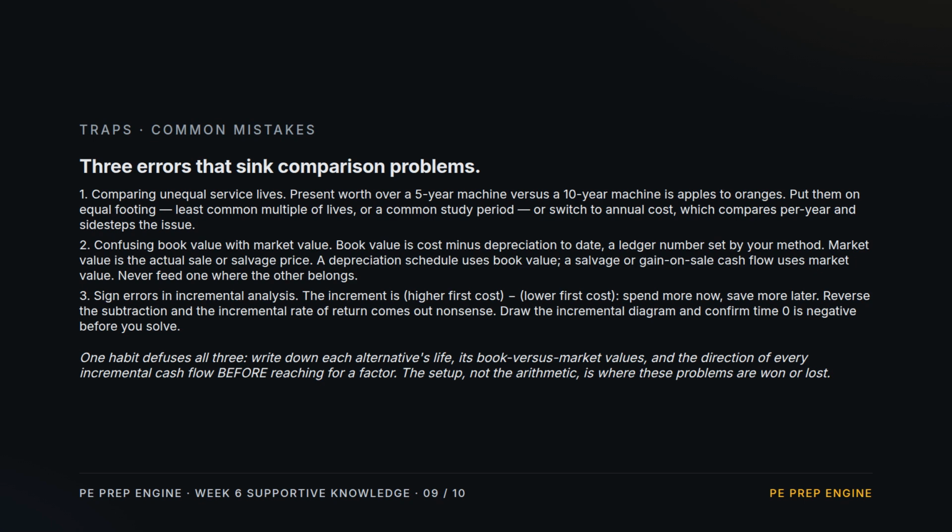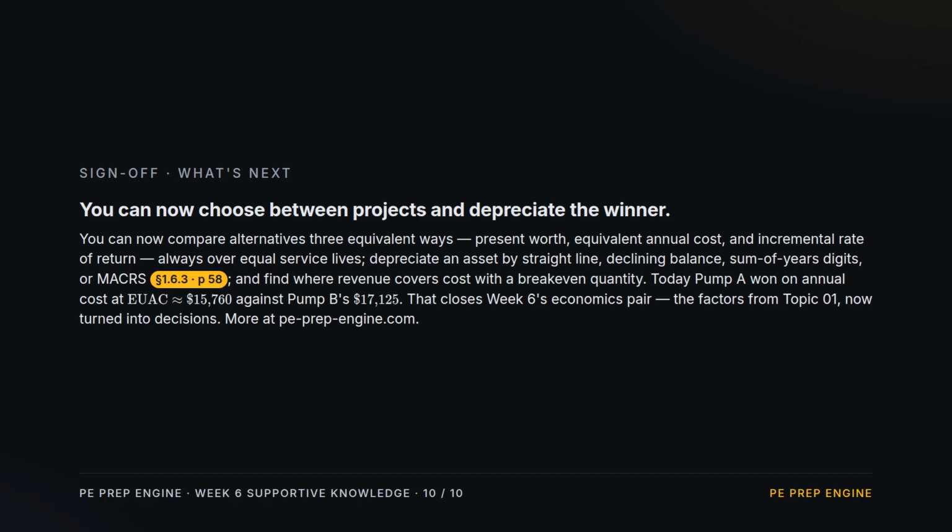That's where it's won. You can now compare projects 3 equivalent ways: present worth, annual cost, and incremental rate of return, always over equal service lives. You can depreciate the winner by straight line, declining balance, sum of years digits, or MACRS. And you can find break-even, where revenue finally covers cost. Today, Pump A won on annual cost at about $15,760 against Pump B's $17,100. That closes the economics pair. Last topic's factors, now turned into decisions.